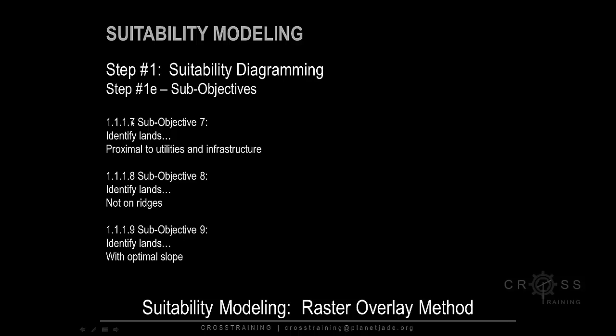And now we have our fourth digit here, which goes from 1 through 9. And the reason why we're doing this is going to help us later to organize our maps in ArcGIS so that we know which layer in the diagram we're actually at.